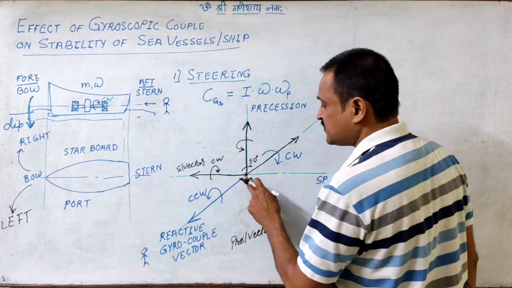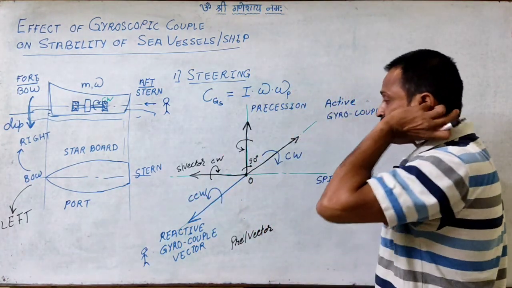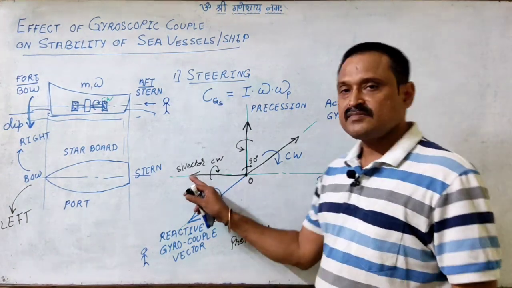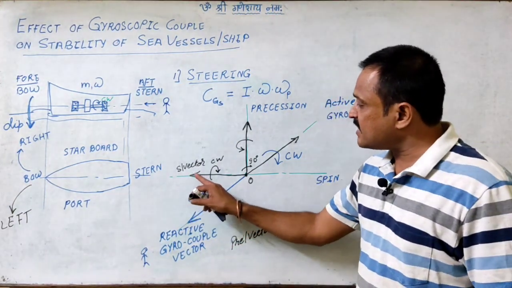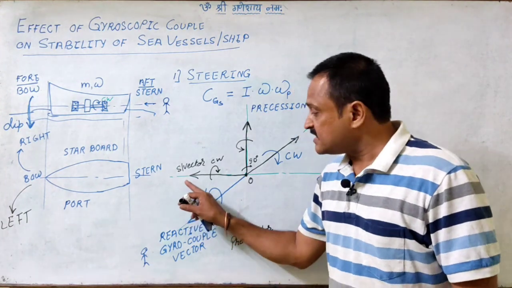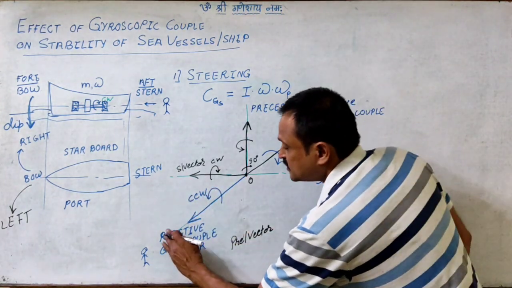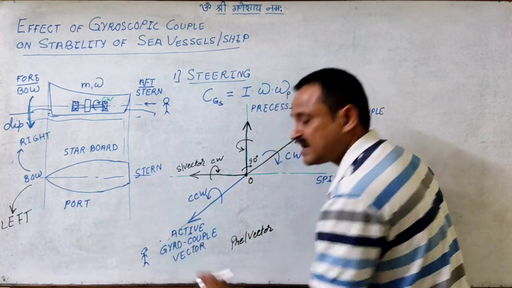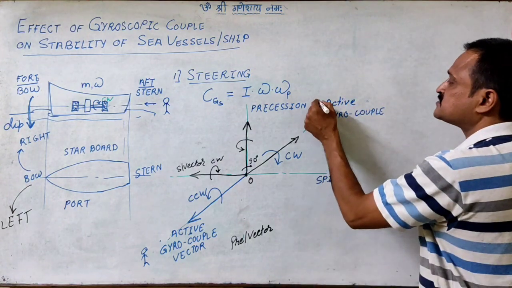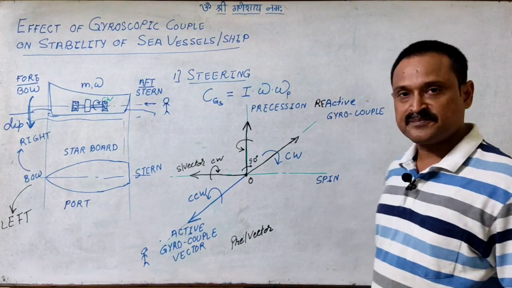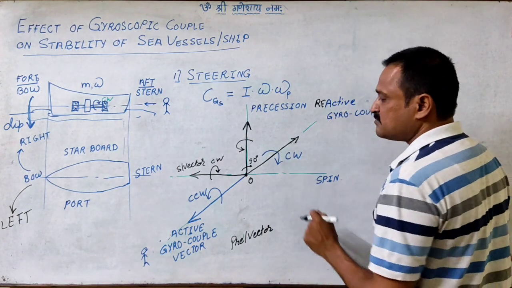So turning to the left. That means when I get the couple vector, I'll have to turn the spin vector in the direction of the precession. So instead of reactive, this becomes the active couple and this becomes the reactive couple for left turn. So reactive couple becomes this.